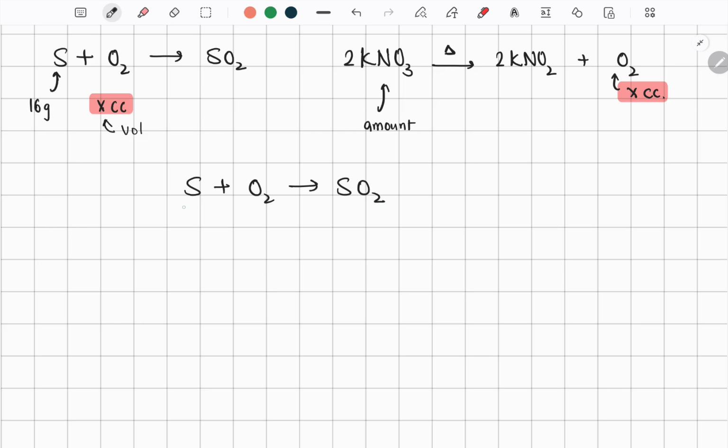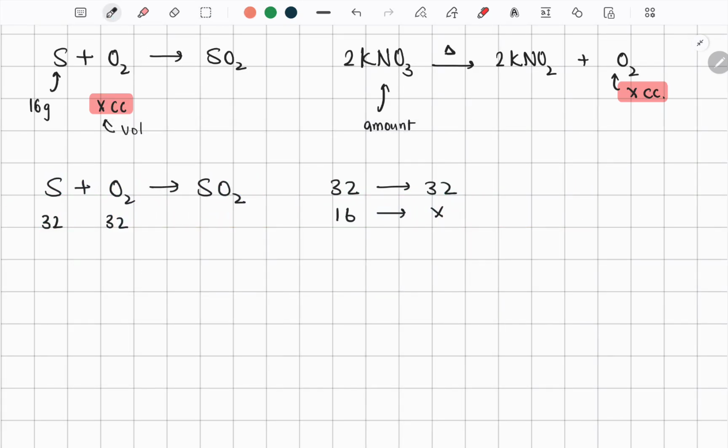So how many grams of sulfur is there? Sulfur's atomic mass is 32. Oxygen, 16 into 2, is nothing but 32. So 32 gram of sulfur requires 32 gram of oxygen. If 32 gram of sulfur requires 32 gram of oxygen, then 16 gram of sulfur will require x gram of oxygen. So x is equal to 32 into 16 divided by 32, which is 16 gram. So 16 gram of oxygen is required.